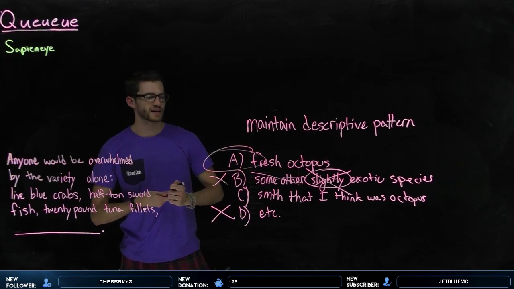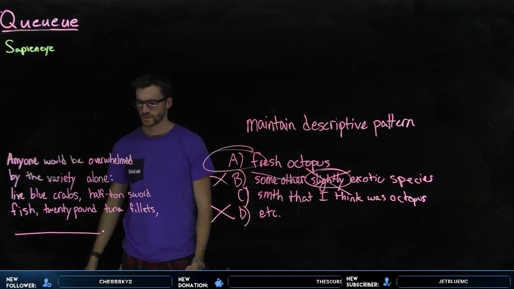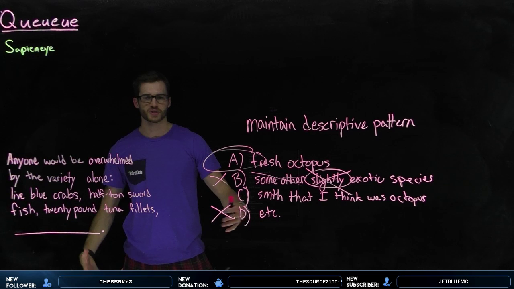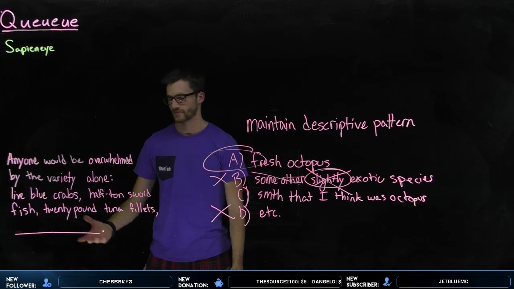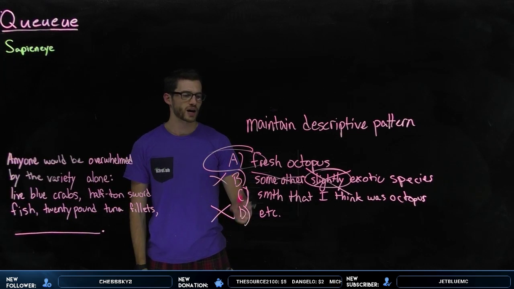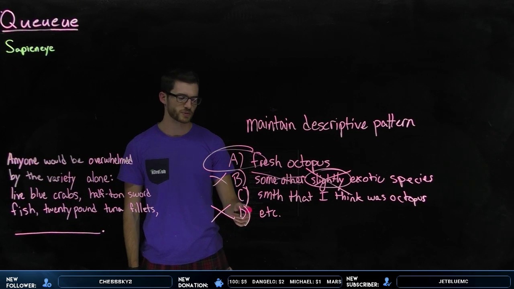I actually like C more because it's something that I think was octopus, which is more of the descriptive pattern of like, this is amazing and I have no idea what this thing is. Actually, that's what I would have put. Fresh octopus works, but it is descriptive. Etc. is not descriptive, so that's the problem with D.